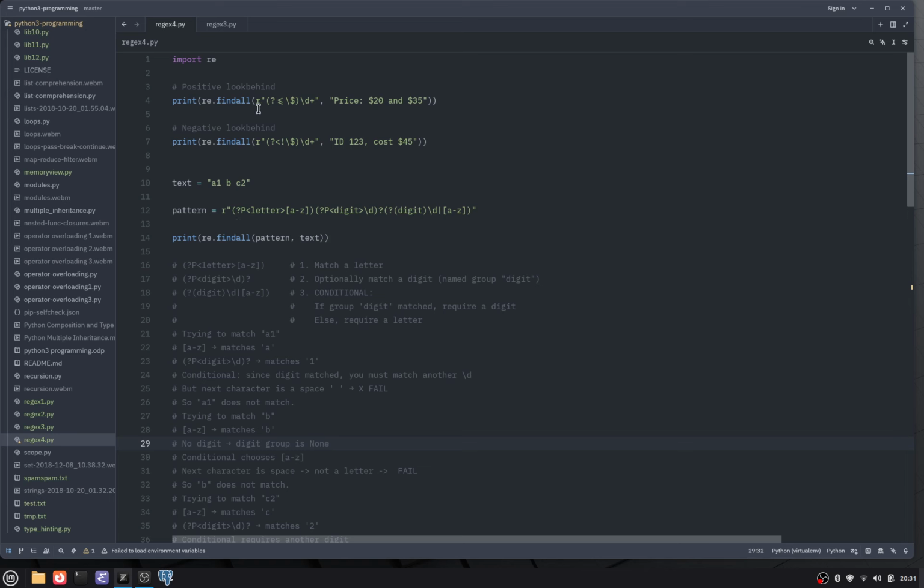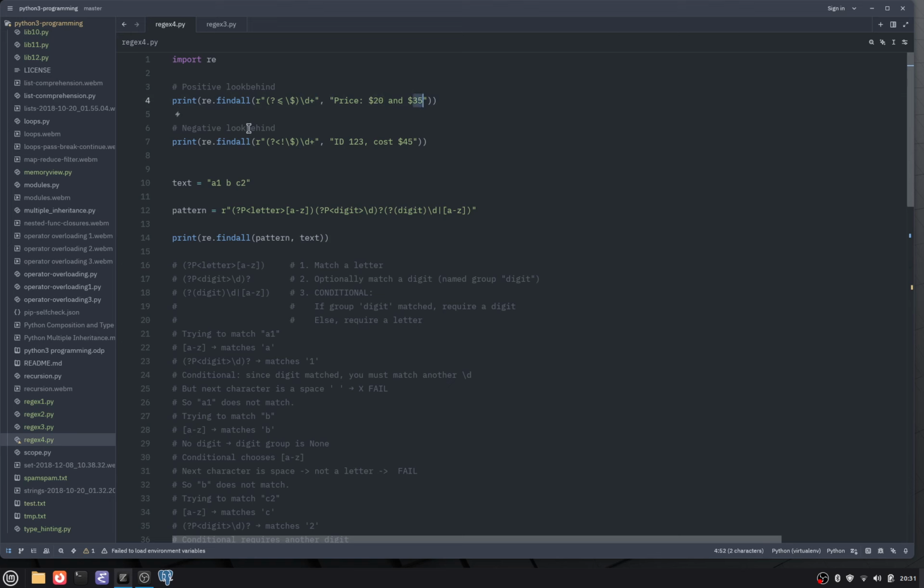First we will look at positive lookbehind. In this case, our regex is in parentheses: question mark, less than, equals, backslash dollar, and backslash d plus. Basically we are looking for a sequence of digits which is preceded by a dollar. So both $20 and $35 will match.